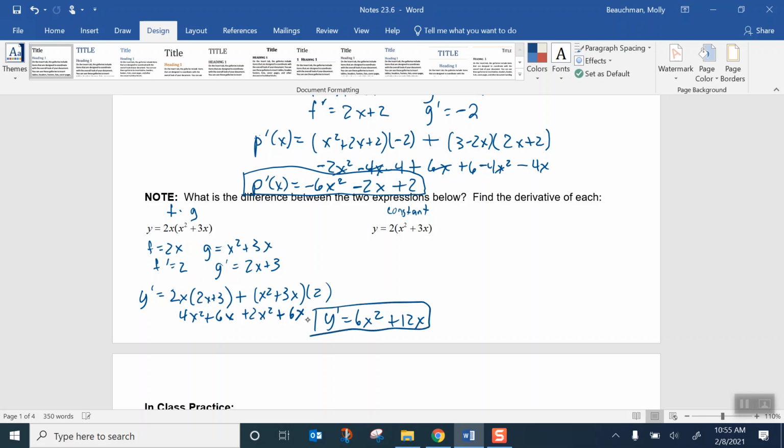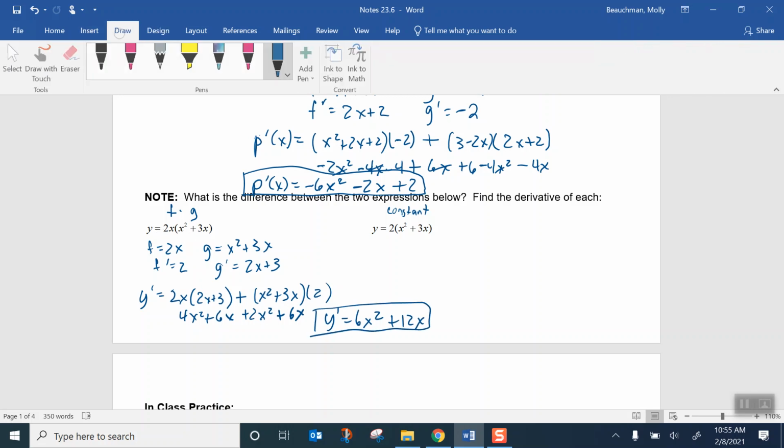So could you have also multiplied together? Yes. In this case, it probably would have been easier to multiply 2x through. 2x times x squared is 2x cubed. 2x times 3x is plus 6x squared. And you'll notice if you take the derivative, you'll get exactly the same thing. For the second problem, you would multiply the 2 through and then use the power rule.